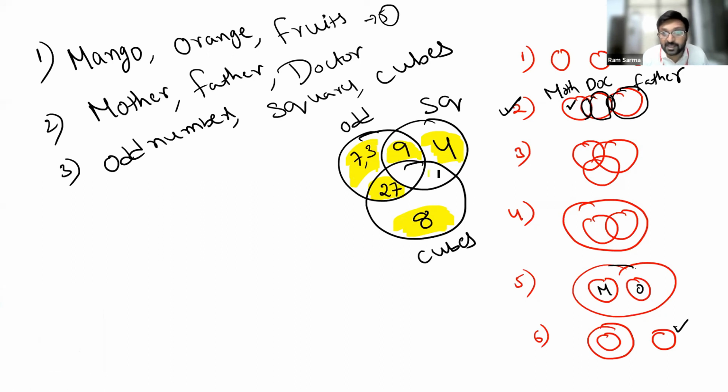Now, can you guys tell me a number which should fit here? A number which is a square, which should be a cube as well. Square and cube, but it should not be an odd number. Wonderful. Now it's 64. Really good. 64 is a square, 64 is a cube, but 64 is not an odd number.